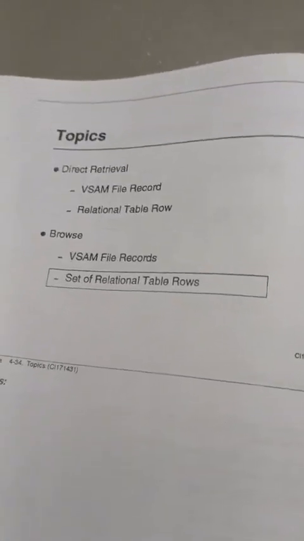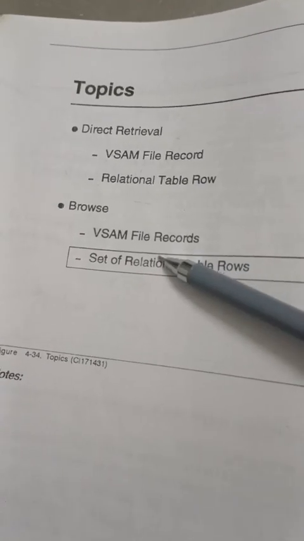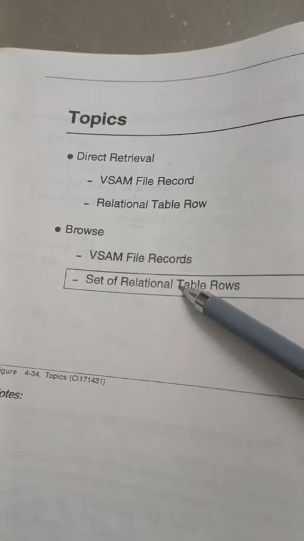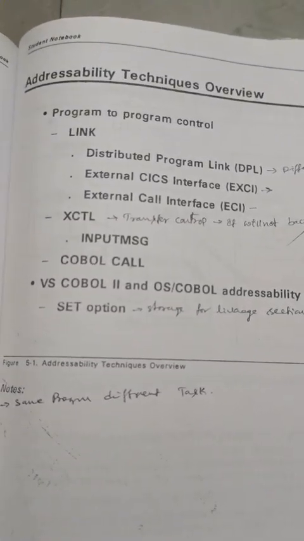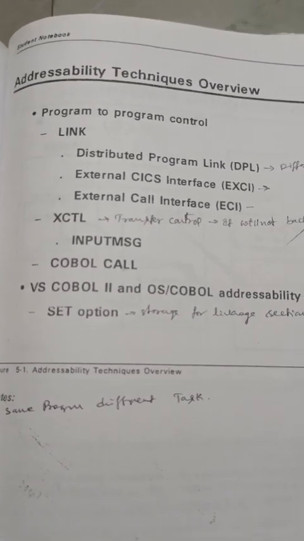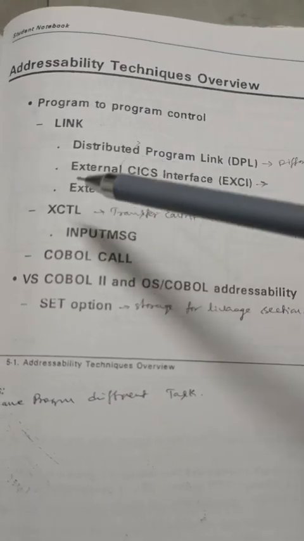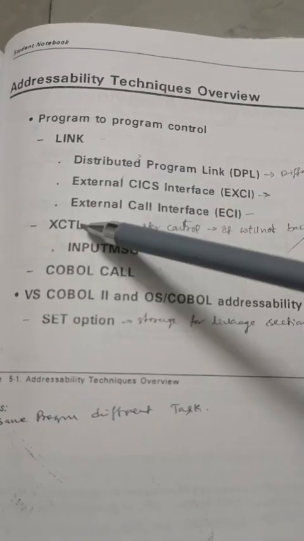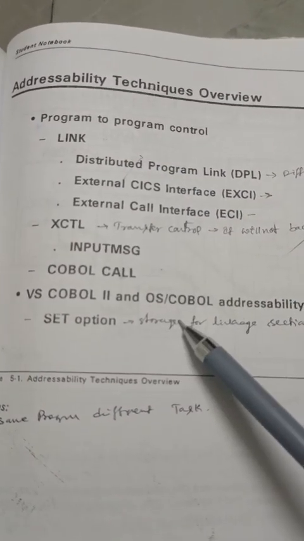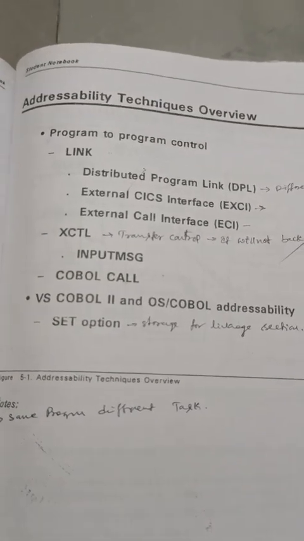That's all, friends. In this lesson we have read how to read using the browsing option, VSAM file browse and DB2 browse. In the next lesson we will see what the addressable technique is, what it means. These are important commands in CICS. What are LINK and XCTL? Sometimes in interviews they ask what is a LINK, what is the difference between LINK and XCTL, and how to use the COBOL CALL syntax. We will see these syntaxes in the next session.